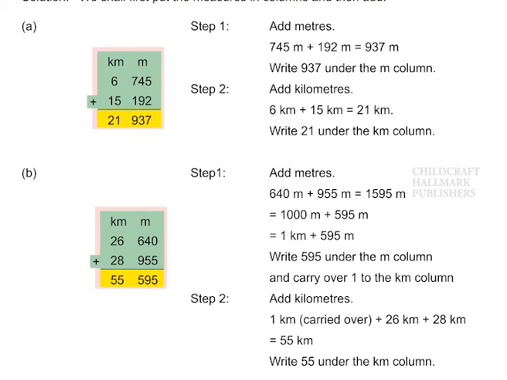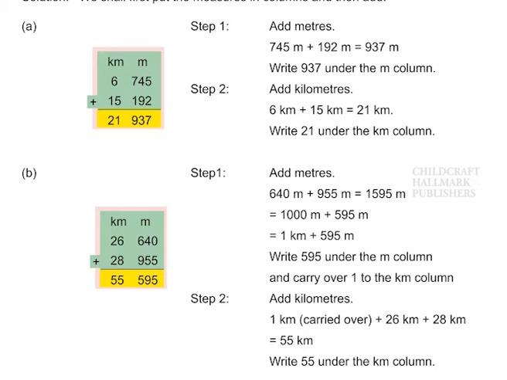Step 1. Add meters. 745 meters plus 192 meters is equal to 937 meters. Write 937 under the meter column. Step 2. Add kilometers. 6 kilometers plus 15 kilometers is equal to 21 kilometers. Write 21 under the kilometer column.